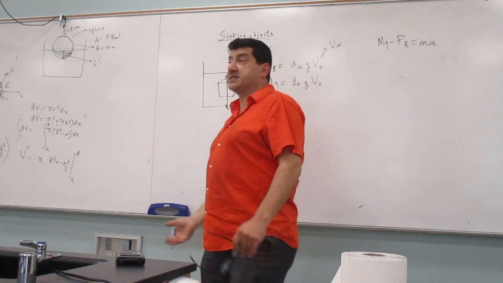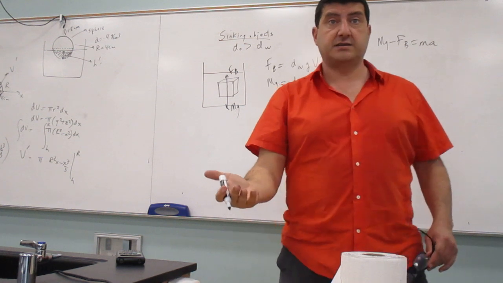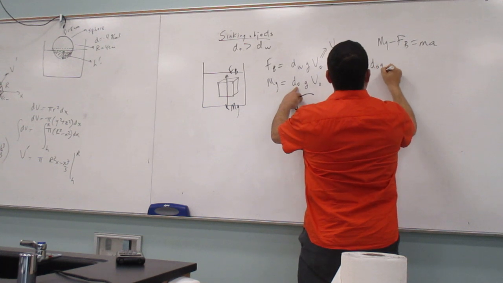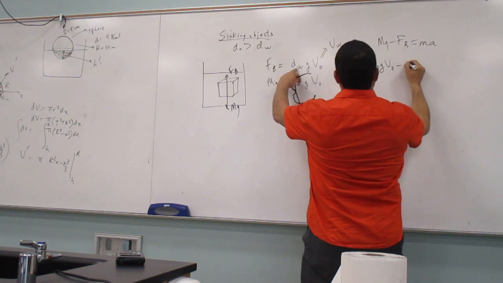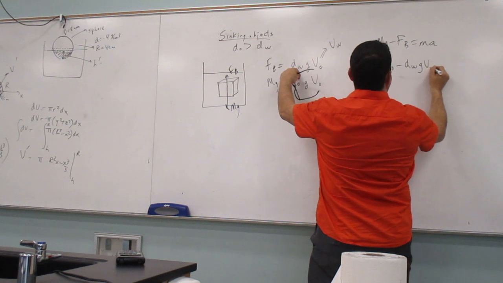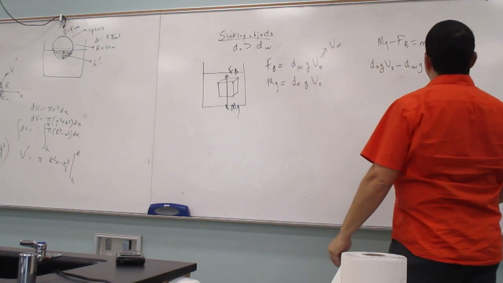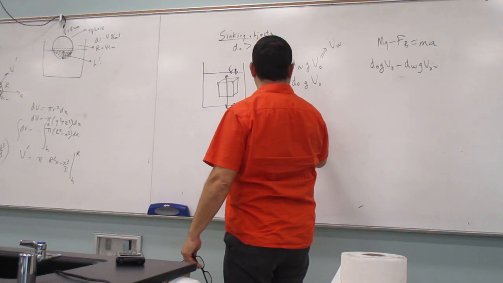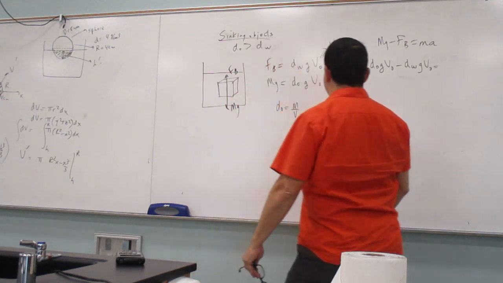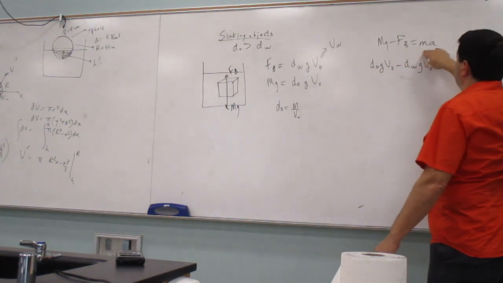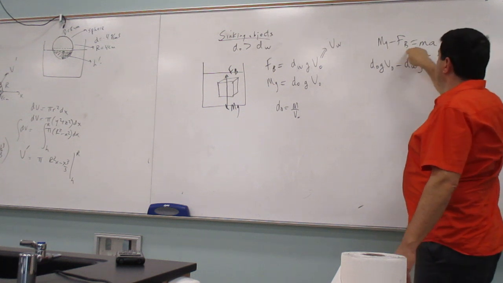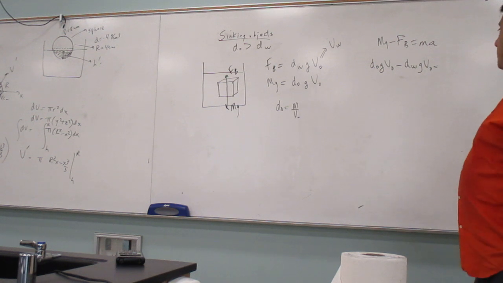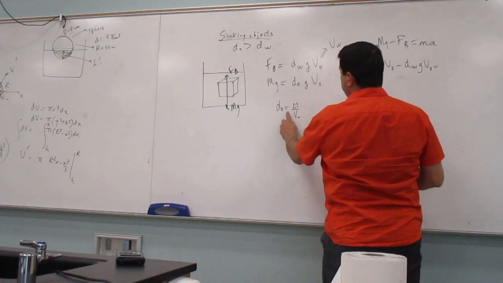If we want to calculate the acceleration, how fast they sink, how do we calculate that? This is going to be dO g VO, FB is dW g VO, and then what's their mass? Density of the object is their mass over their volume, right? In this chapter, we're still applying Newton's laws, but we're expressing everything in terms of density and volume instead of mass. So their mass is going to be dO times VO.